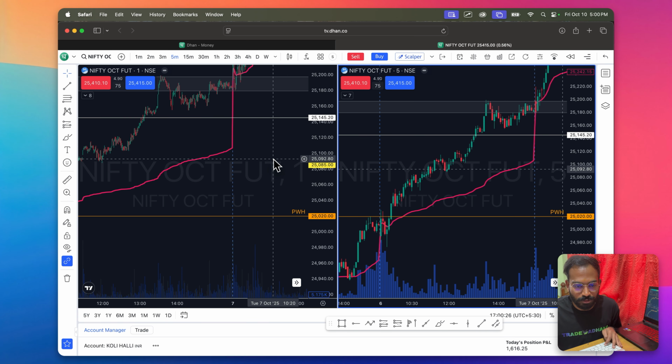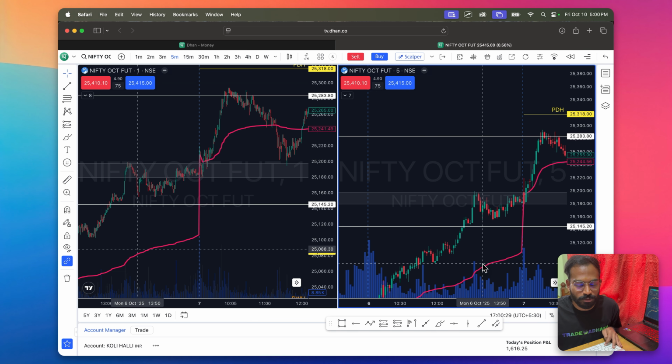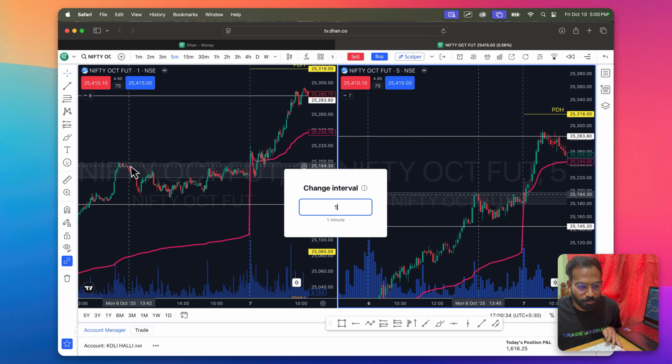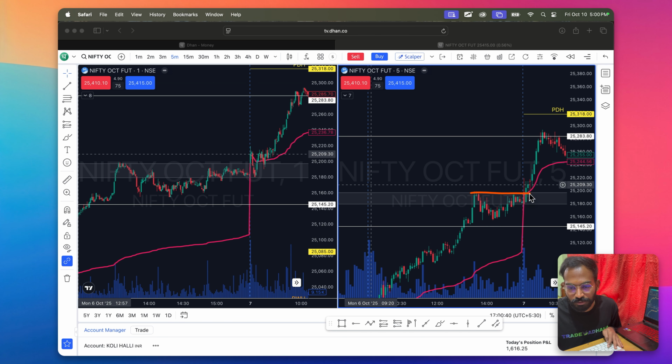Okay, let's go here for Tuesday. My thought process was the same. So now this was the previous day high. Same as before, once it broke out of it, I'll look for a call.